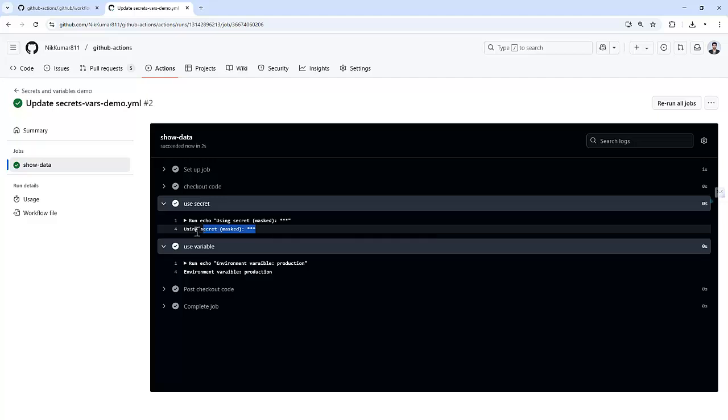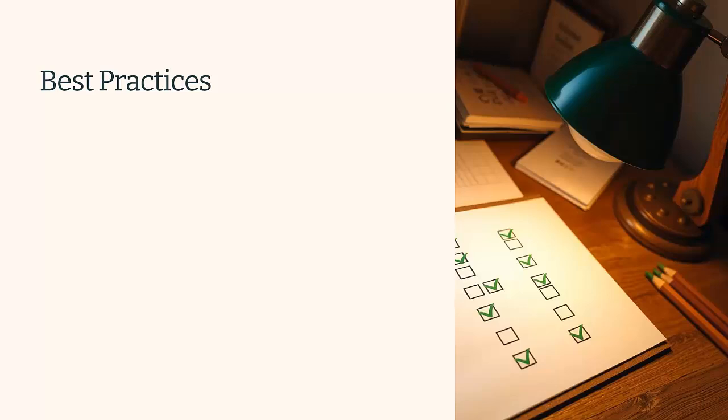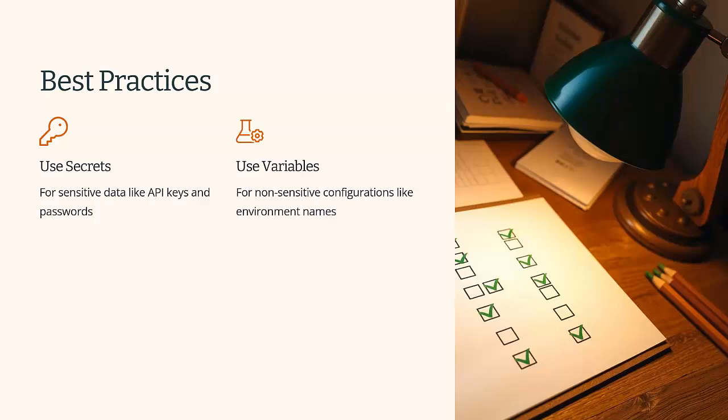So this is a powerful feature of GitHub. This is how we can use secrets so they won't be showcased in the logs. To keep your workflow secure, we need to follow these best practices. Use secrets for sensitive data like API keys and passwords. Use variables for non-sensitive configuration like environment names. Never store secrets directly in the workflow file, and rotate secrets regularly to maintain security.